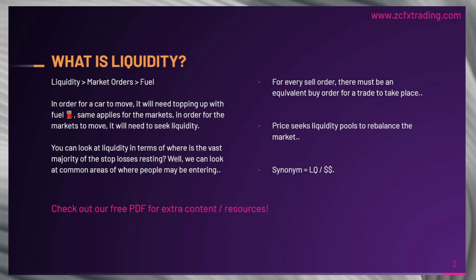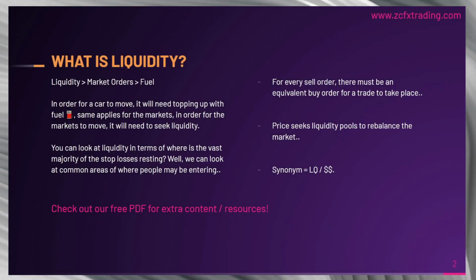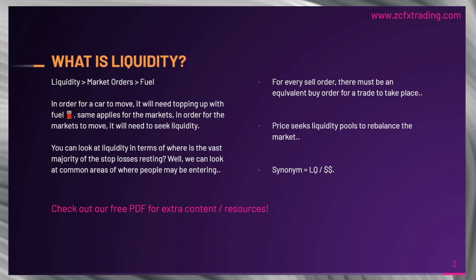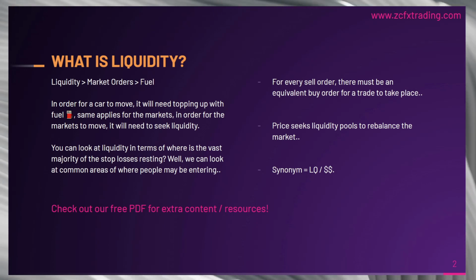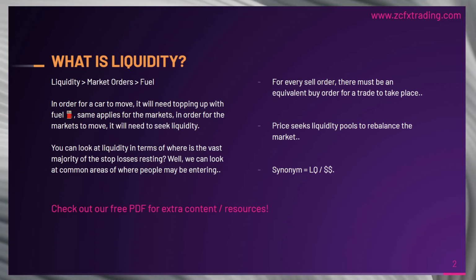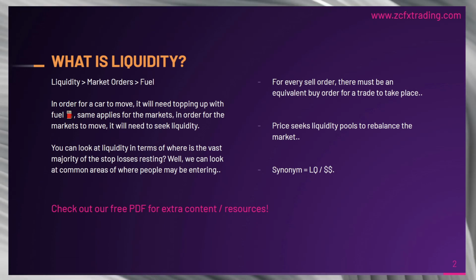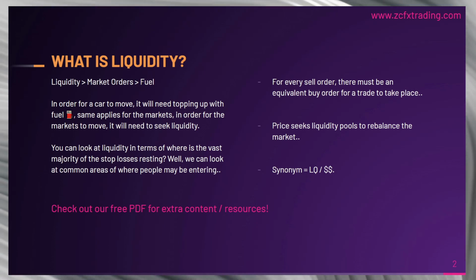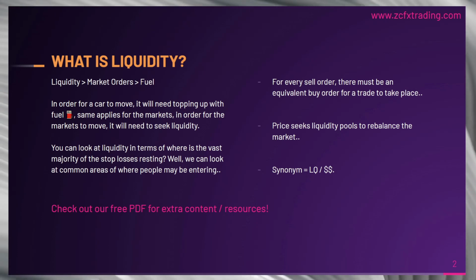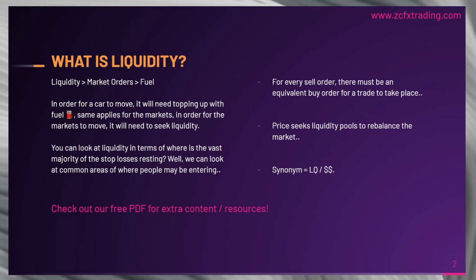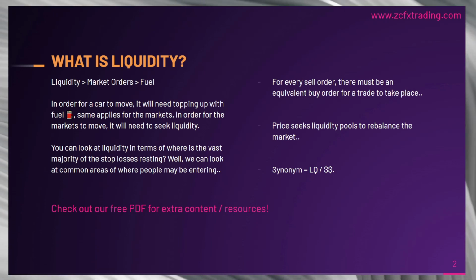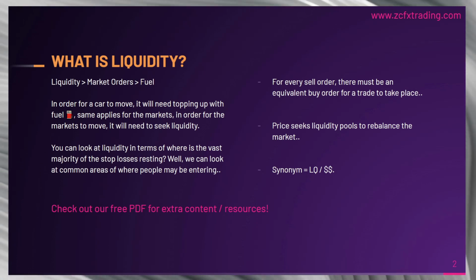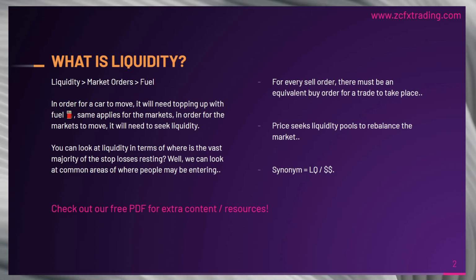As you can see, in order for a car to move, it will need topping up with fuel. Same applies for the markets. In order for the markets to move, it will need to seek liquidity. So you can look at liquidity in terms of where the vast majority of the stop losses are resting. We can also look at common areas of where people may be entering, and I'll show you that on the next slide when I go on liquidity examples. But before I jump onto that, I just wanted to mention this. For every sell order, there must be an equivalent buy order for a trade to take place, and for every buy order, there must be an equivalent sell order, okay? Price seeks liquidity pools to rebalance the market, and a synonym.